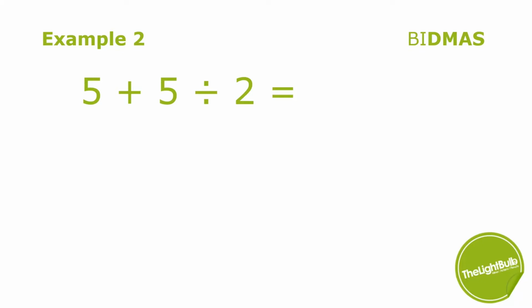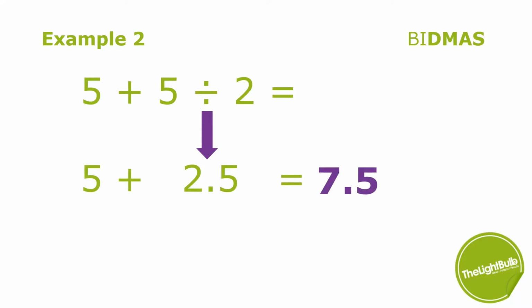Okay, so the first thing that we do here is divide, because it comes first in the order of BIDMAS. BID, so there are no brackets, there are no indices. Division is the first part of this that we do. So the division, 5 divided by 2 is 2.5. And then we can rewrite the calculation on the line beneath with our new answer, that new bit of information here. So 5 add 2.5 gives us 7.5.